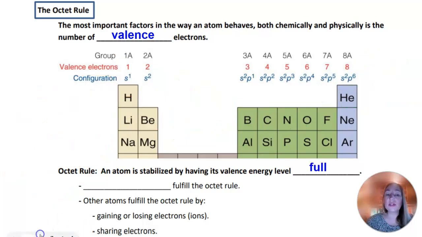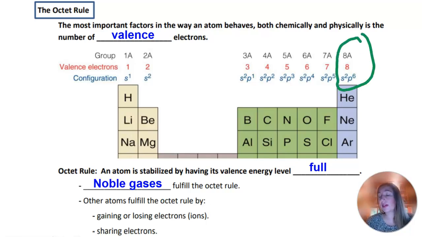So the octet rule is just an atom is stabilized by having its valence energy level full, right? It wants to be filled with 8 electrons, or 2 if it's hydrogen, to be like helium. Noble gases already fulfill the octet rule. By their very nature, they already have that outermost s and p filled with 2 and 6 of 8 electrons. Other atoms are going to gain or lose electrons to form positive or negative ions. They can also share electrons.